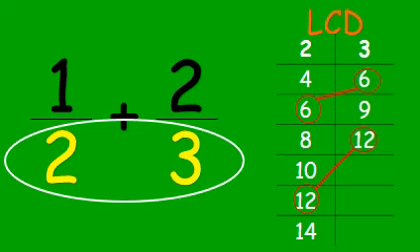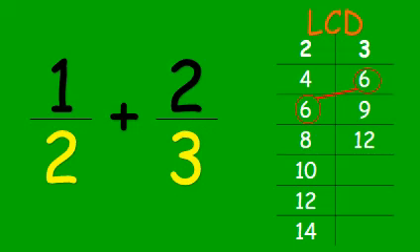Now, we are looking for the lowest common denominator. So which one would be the lowest? 6 or 12? Yes, 6 is the lowest common denominator. So we are now going to change our denominators to 6. Do you know how we are going to change the denominator 2 and 3 to 6? Let's find out.